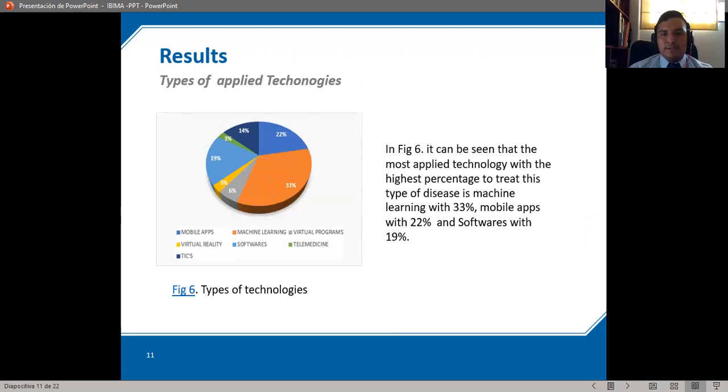In figure 6, we can see the most applied technologies with the highest percentages to treat this type of disease: machine learning with 30%, mobile apps with 22%, and software with 20%, and software 19%.